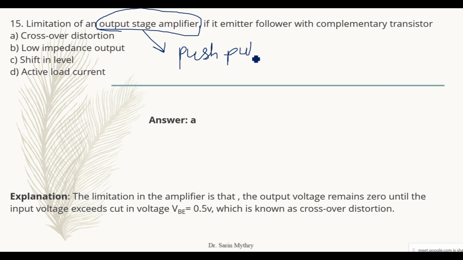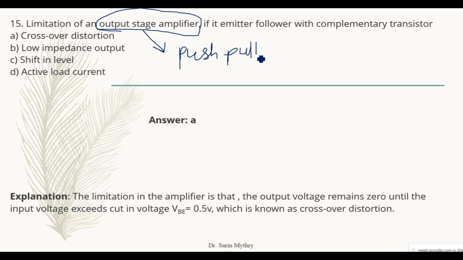Whereas in the level shifter, it will be an emitter follower. Whereas in the gain stage, voltage gain will be used there. And a differential amplifier will be used for the input stage. So the output stage means what? It is a push-pull amplifier. Limitation of an output stage amplifier, if it is an emitter follower with a complementary transistor.